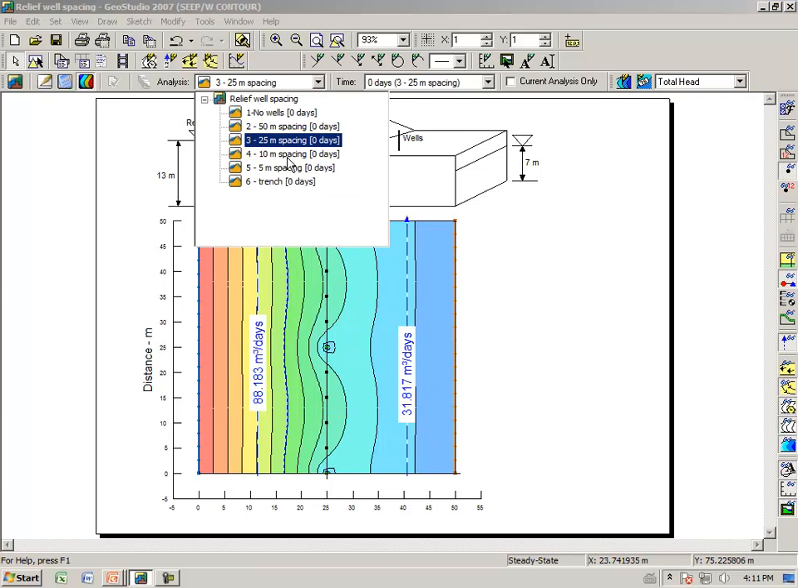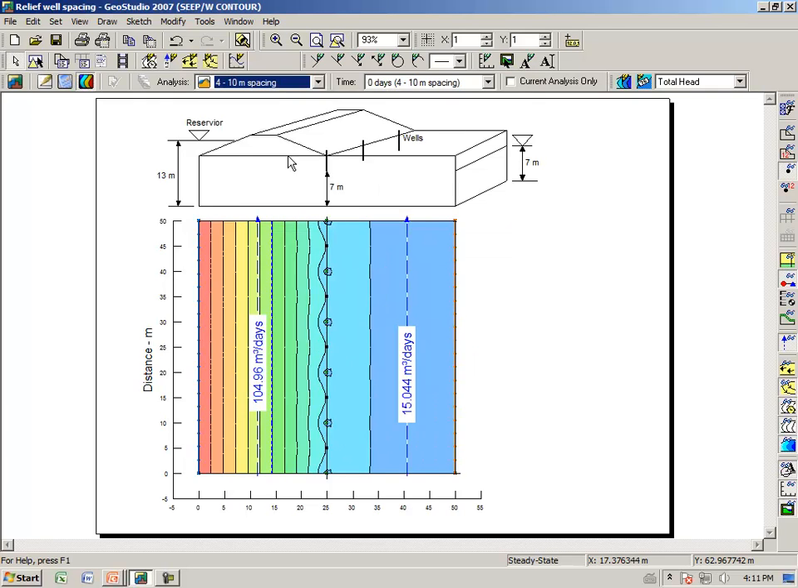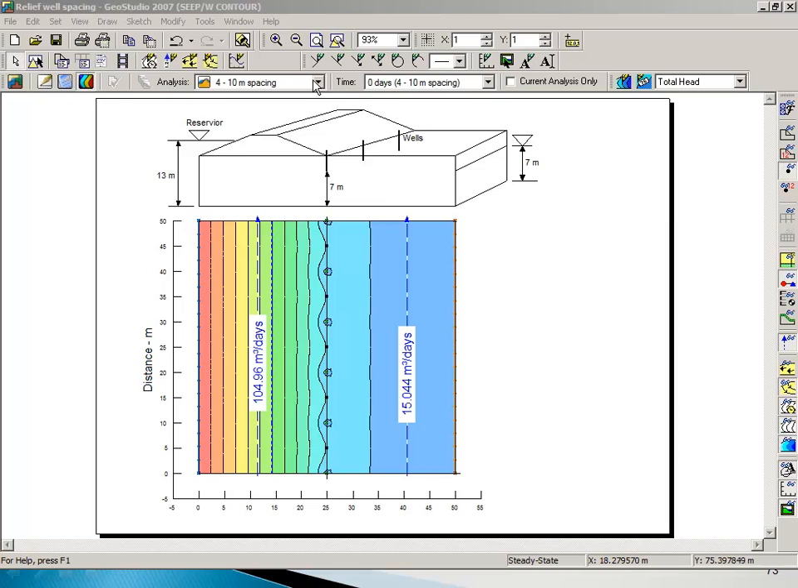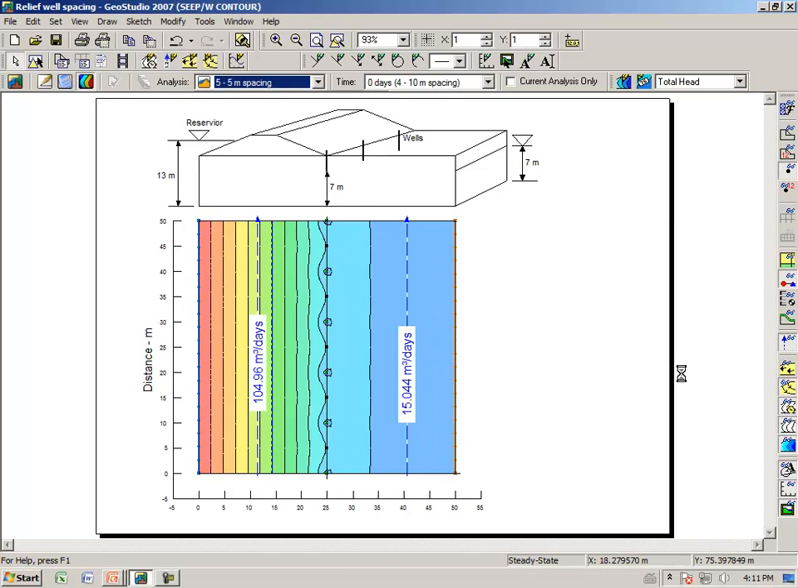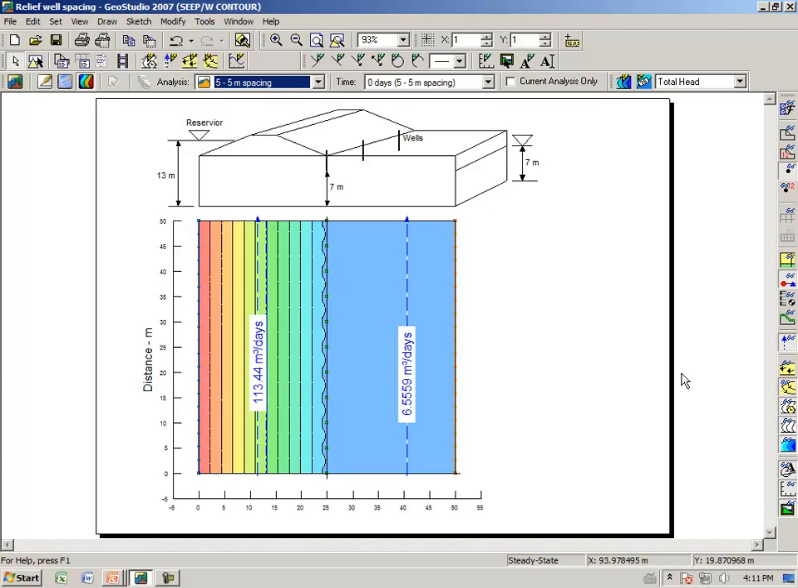And so forth, we have a 10-meter spacing, and now we notice that even at a 10-meter spacing, not a lot of the flow is passing the wells, but there is still some flow going between the wells. And we finally go to a 5-meter spacing, and there is precious little of the flow that is going past the wells. A tiny amount, but a 5-meter spacing would be quite effective in capturing most of the flow.